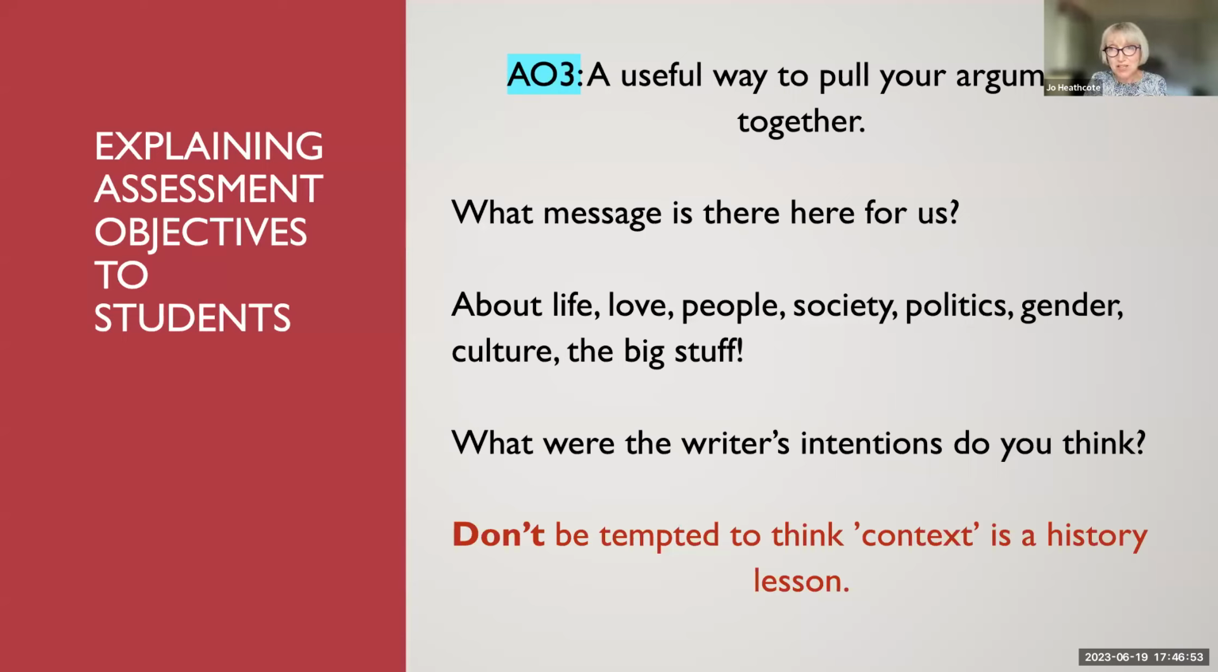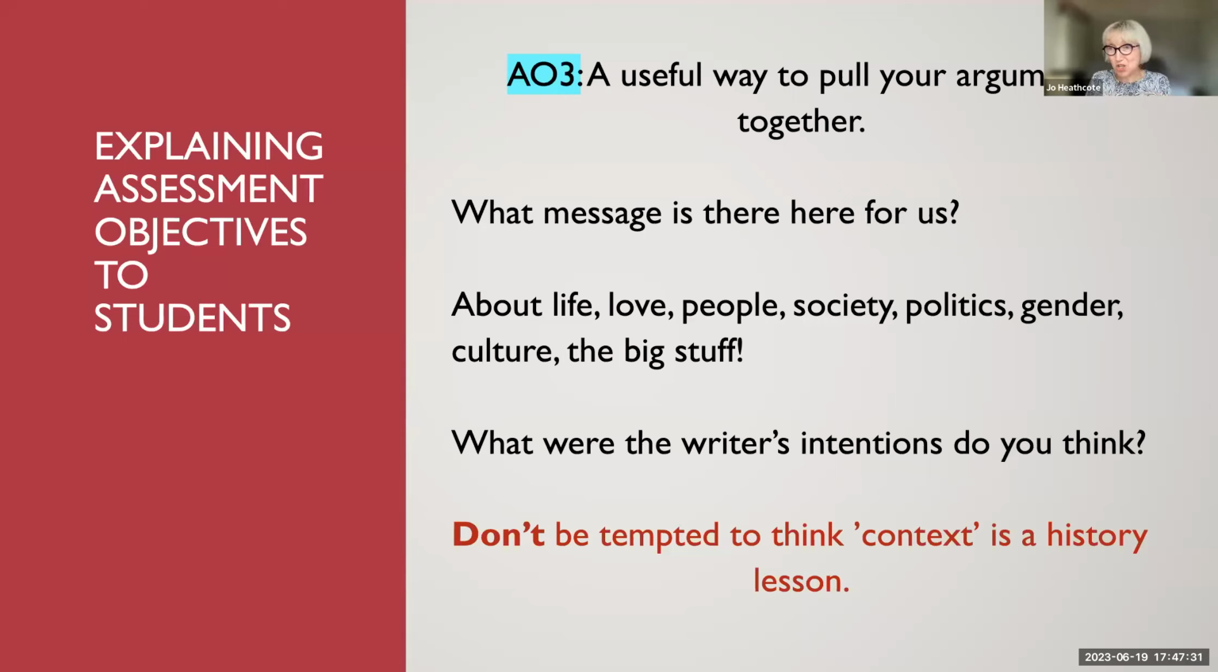AO3 is a really useful way to pull your argument together, and AO3 is done so badly, so often, it absolutely drives me nuts. So AO3 is obviously contextual, but here, in terms of context, I do not mean let's start every text with a history lesson. This is a really good way of getting students to think, come on, what is this writer trying to show us here? What message is here for us from the writer? What is the writer's intention, possibly, in terms of this text?